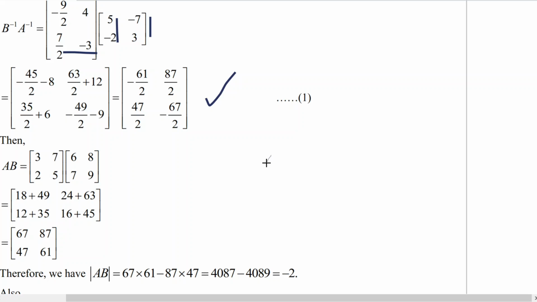So for LHS you need to find A into B first, right? Once you find A into B, then only we'll find inverse for that A into B. So A into B. This is A according to the question. This is B. Multiplying this row with the column. 3 6 are 18, 7 7 are 49. See 18 plus 49. Multiplying with second column. 3 8 are 24, 7 9 are 63. Okay, 24 plus 63, 87 will do. And now second row's turn. So multiplied by first column, 12 plus 35, 47. Multiplied by second column, 16 plus 45, that is 61.